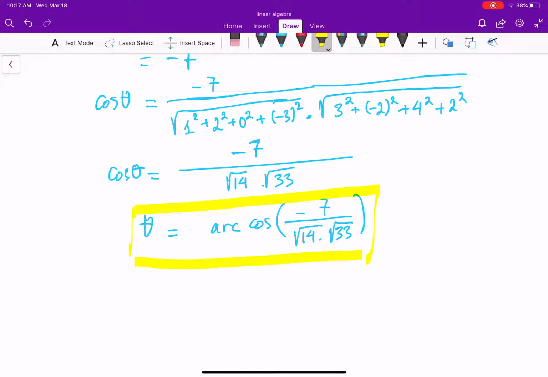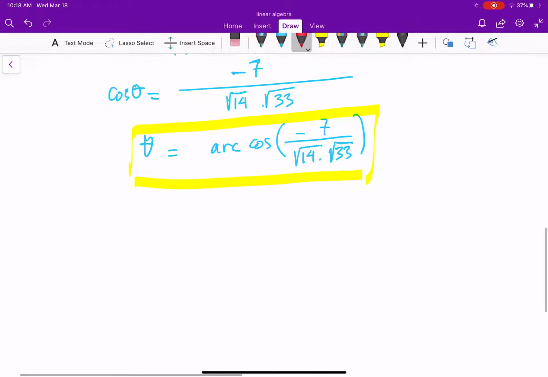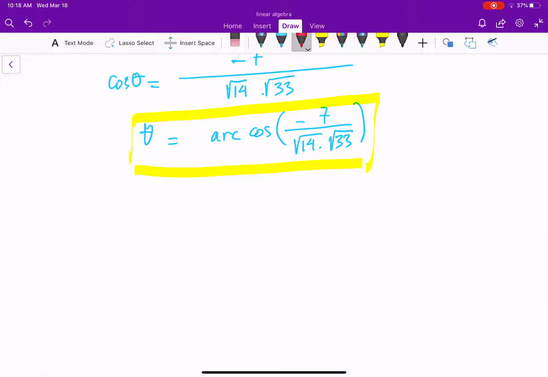You know, this is very, very important. If you already took calculus 3, you already know how to find this, because in calculus 3 we already learned this. And from this formula, let me repeat the formula again, right? Cosine of theta is u times v over norm of u times norm of v.